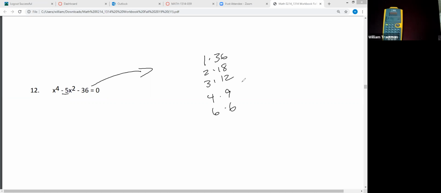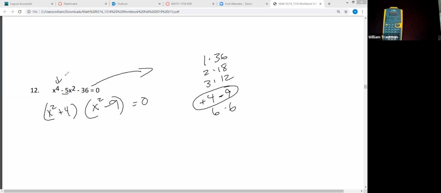Out of all of these, I need to get a -5. Help me out. -9 plus 4. Yes, thank you very much. And so this factors to a +4 and a -9. And we're not using x's, we're using x squares because we have x to the 4th power, if you remember.